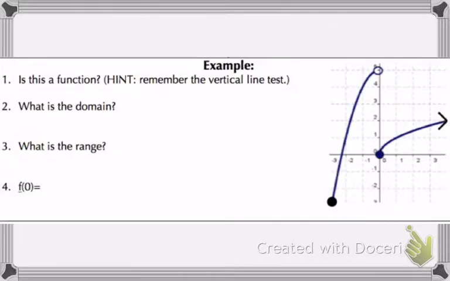Example number 1 says, is this a function? Hint, remember the vertical line test. So one tricky spot is right here, because students tend to say, oh, there's a point right there and there's another point right there, so they default to no. But remember, this one is open and this one is closed.